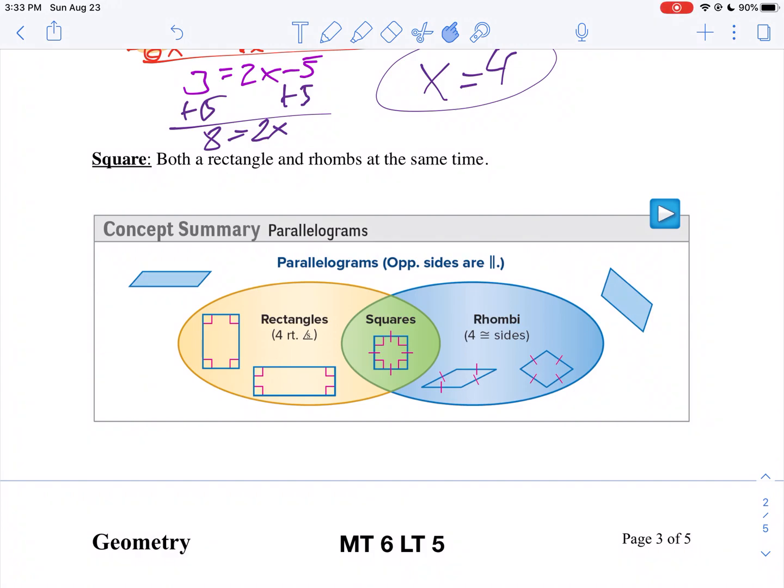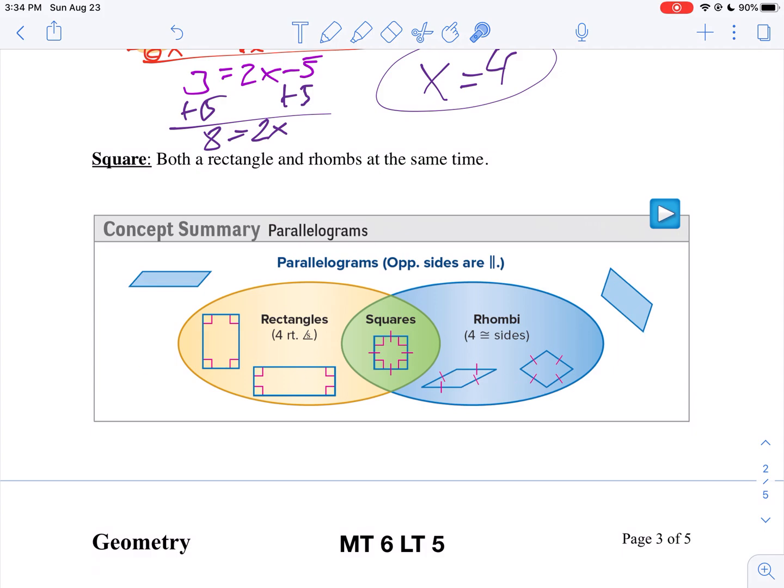A square is both a rectangle and a rhombus at the same time. So we have this Venn diagram here showing you how we have this set of parallelograms. Some parallelograms are rectangles, some parallelograms are rhombuses. If it's both a rectangle and a rhombus, it's a square. Now remember, not every parallelogram is a rectangle or a rhombus.